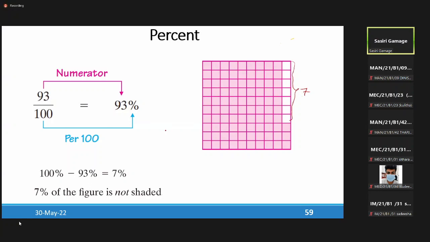Then unshaded areas, we have 7 rectangles. Then it is equal to 100 minus 93. Then 7% of the figure is not shaded. So we can say that 7% is not shaded, and 93% is shaded. Is that clear? That's the idea, as simple as that.